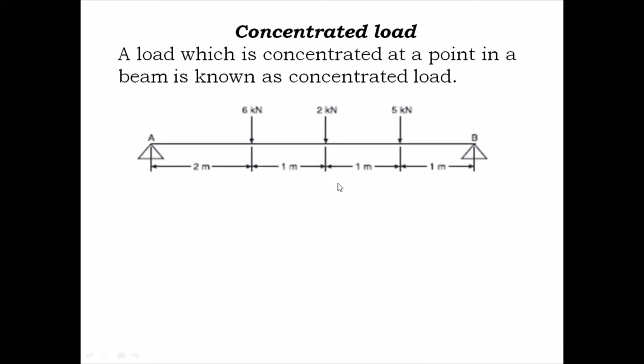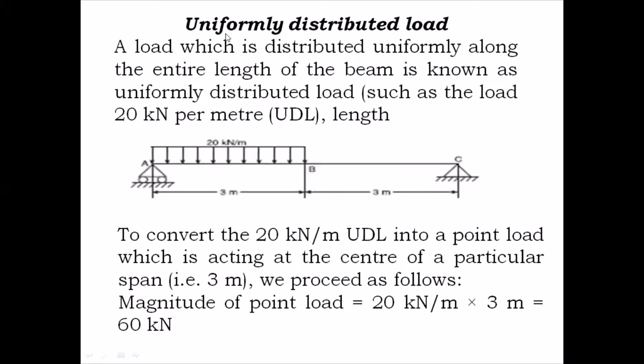The next one is uniformly distributed load. A very interesting type of load. As the name itself says, it is uniformly distributed. If you just look at this diagram, in the span of A to B, that is 3 meters, you can see that the load is being uniformly distributed along this 3 meters, and what is the intensity of load? Intensity of load is 20 kilonewton per meter.